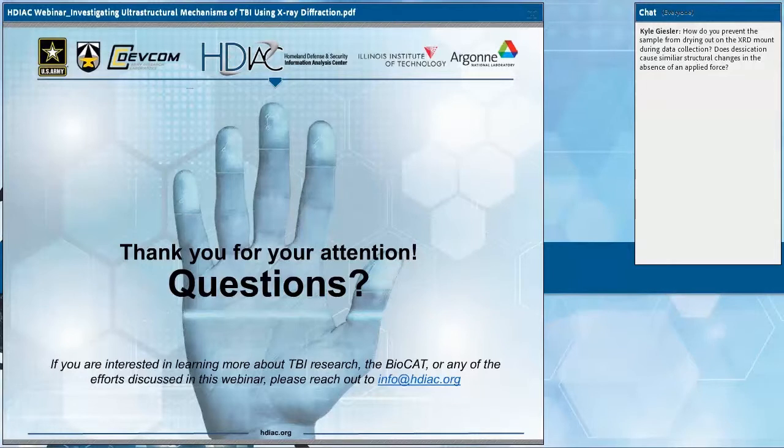We have one question from Kyle Geisler, and anyone can answer it. How do you prevent the sample from drying out on the XRD mount during data collection? Does desiccation cause similar structural changes in the absence of an applied force?